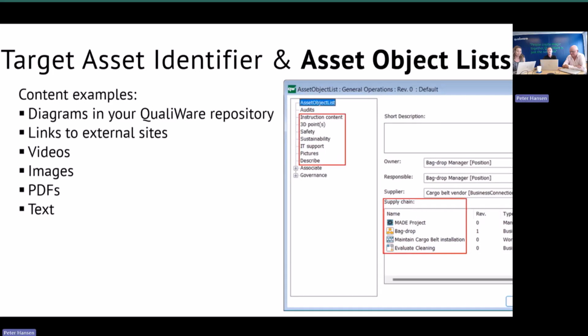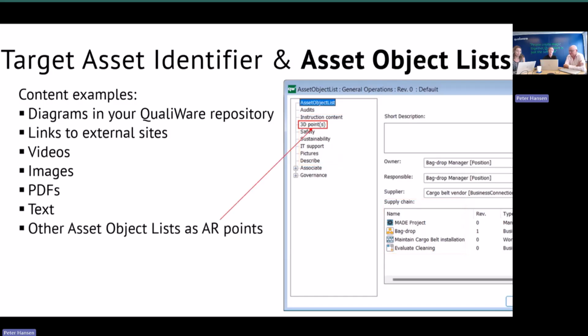In the asset object list, there are some subfields where you can add content. There could be, for example, as Claus briefly mentioned, diagrams in your QualiWare repository, links to external sites, videos, images, PDFs, text, to mention some examples. And you can also have other asset object lists inside an asset object list, under the menu 3D points. These are the points which will be AR points in the app, the ones you saw fly around on the screen, and we will see more of them later.